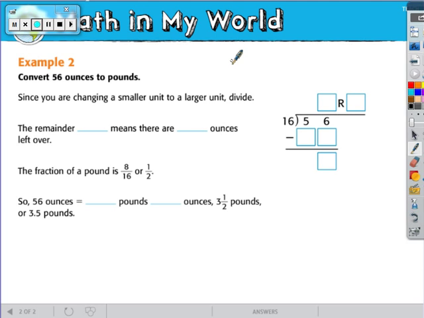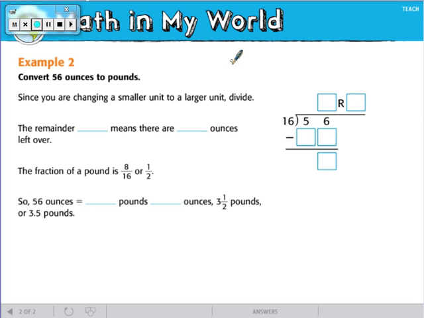All right, our next one. What's the first thing I'm looking at, Gage? First thing you're looking at is if it's small to big or big to small. It's ounces to pounds. Example number 2. Small to big, ounces to pounds, which means I divide.